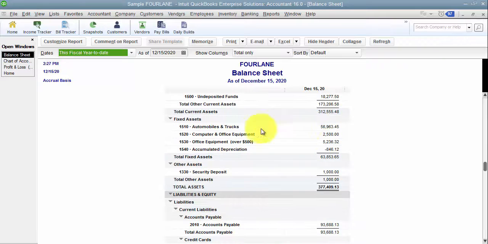Moving down, we go into our fixed assets. Our fixed assets should be things that we purchase that we cannot expense in one year. So what does that mean? If I buy a computer, the computer's life is going to be over 3 years, 5 years. And so I cannot expense it in this current year because I'm going to be using it over a period of time. So that's why we set it up as a fixed asset.